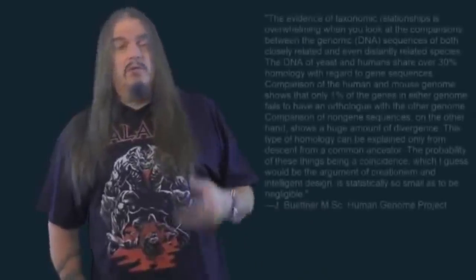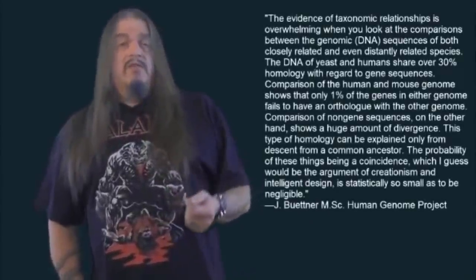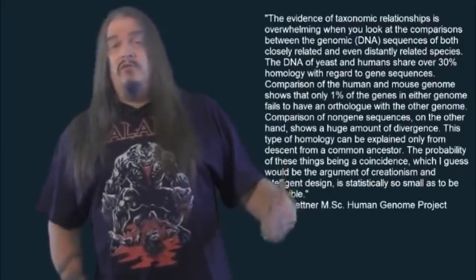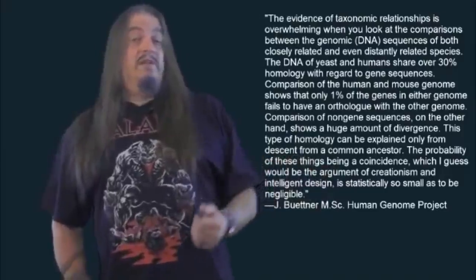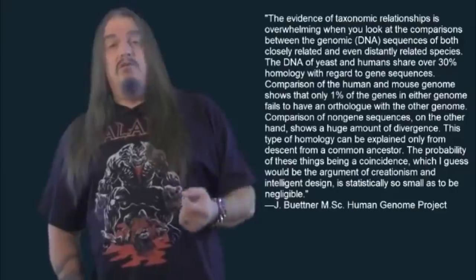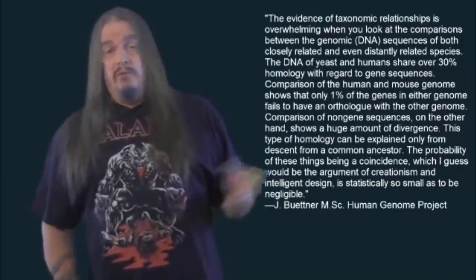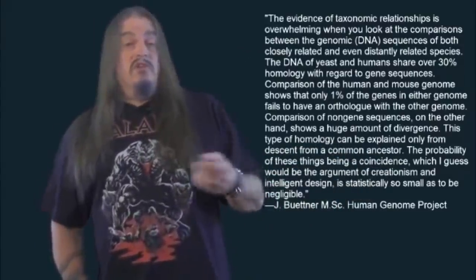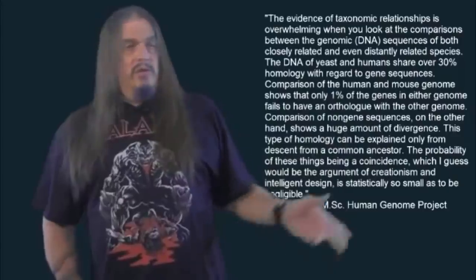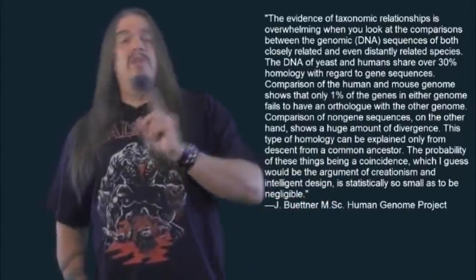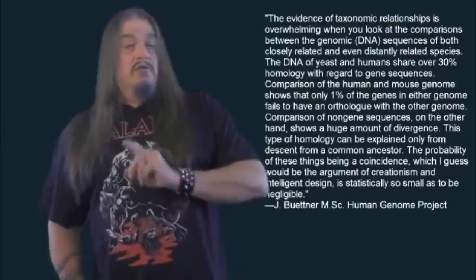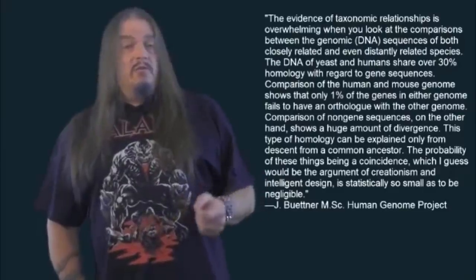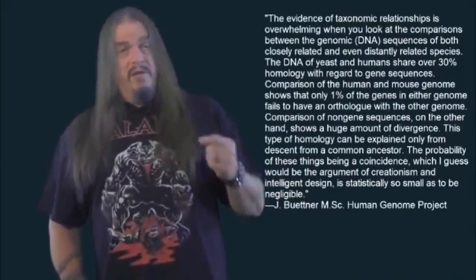Why is that? Well, according to another geneticist I know, the evidence of taxonomic relationships is overwhelming when you look at the comparisons between genomic DNA sequences of both closely related and even distantly related species. The DNA of yeast and humans shares over 30% homology with regard to gene sequences. Comparison of the human and mouse genome shows that only 1% of the genes in either genome fails to have an ortholog with the other genome. Comparison of the non-gene sequences, on the other hand, shows a huge amount of divergence. This type of homology can be explained only from descent from a common ancestor.